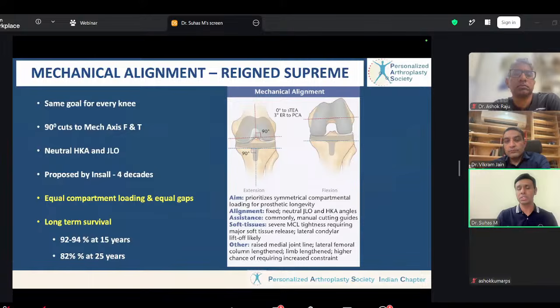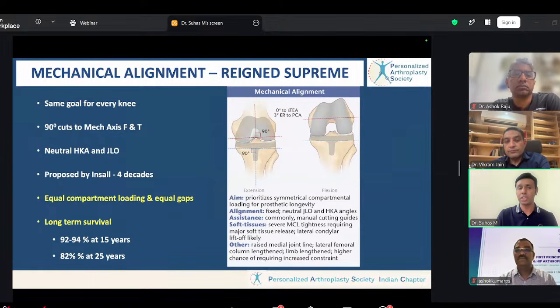So what does mechanical alignment involve? First and foremost, it is the same target for every particular knee. You cut the femur at 90 degrees to the axis, you cut the tibia at 90 degrees to the axis, you attain a neutral HKA in that particular patient, and this has done well for the last 4 decades. You're trying to achieve equal gaps as well as equal compartment load both on the medial and the lateral side. And you have to acknowledge the fact that for the last 4 decades, consistent results of up to 90 to 95% at 15 years have been delivered across all the surgeons or regions where this has been practiced.